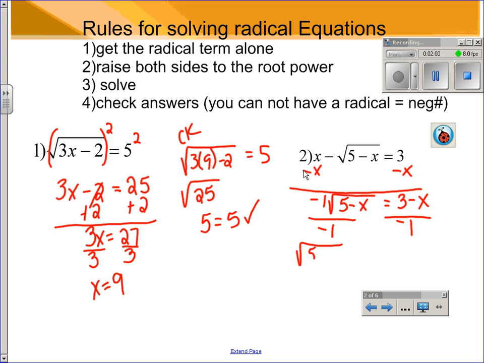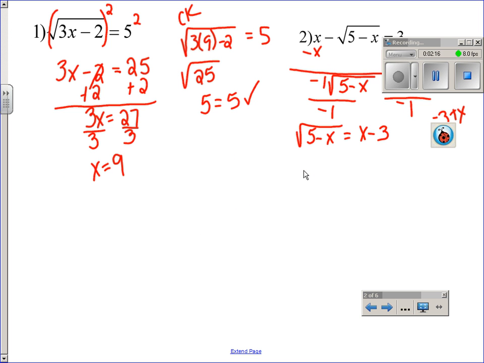So we have the square root of 5 minus x equals x minus 3. Or you could do negative 3 plus x. I just rewrote it. Now the radical's alone. So how do we get rid of the radical? Right, we're going to square it. So we're squaring both sides. So now we're left with 5 minus x equals x minus 3 squared.